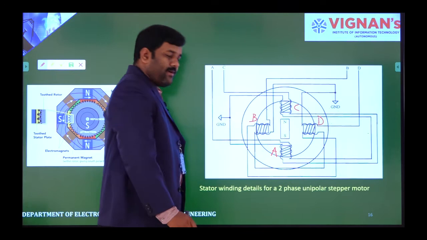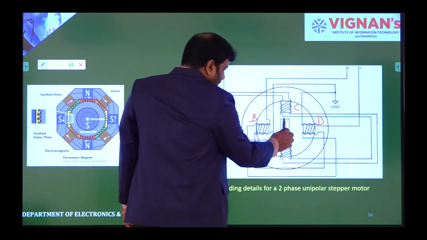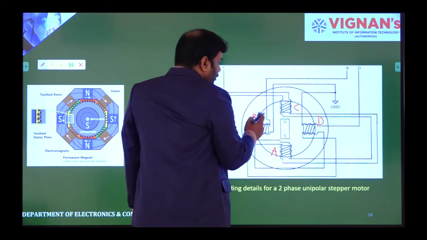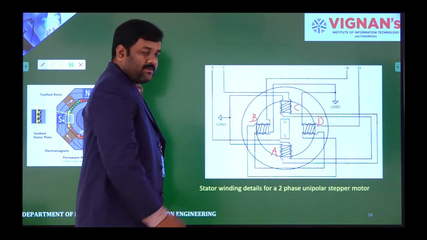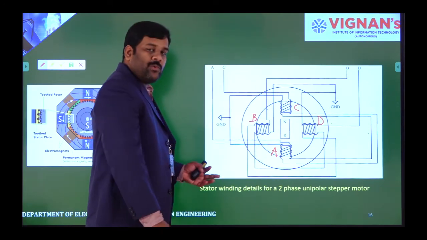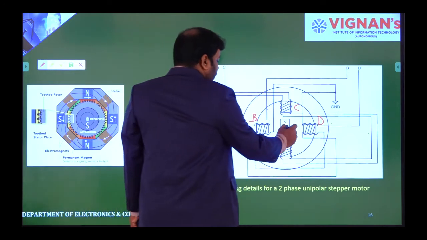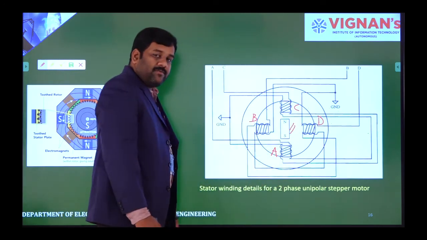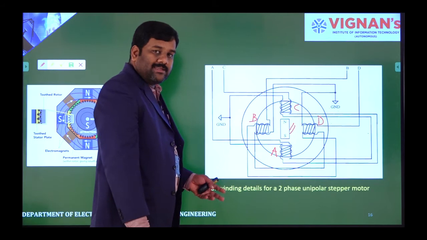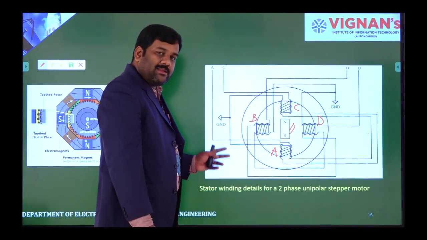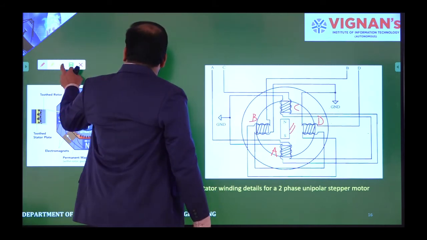I have 4 windings. It has to rotate, either in clockwise direction or in anti-clockwise direction. If you are giving your inputs to the windings in clockwise direction, then it will rotate in anti-clockwise direction. If you are giving your inputs to the windings in anti-clockwise direction, then the motor will rotate in clockwise direction.